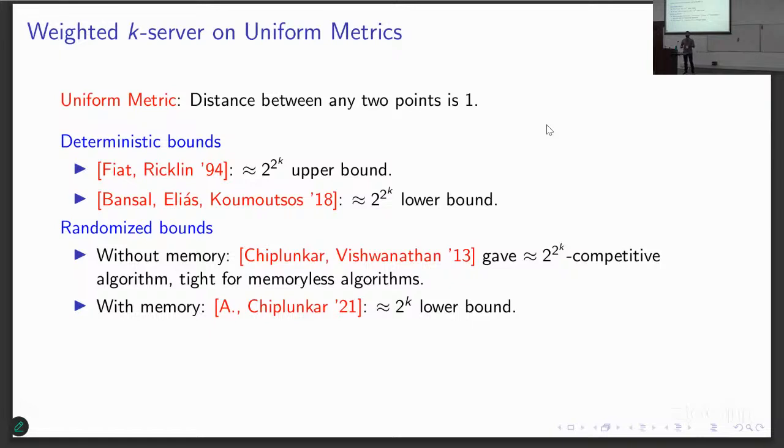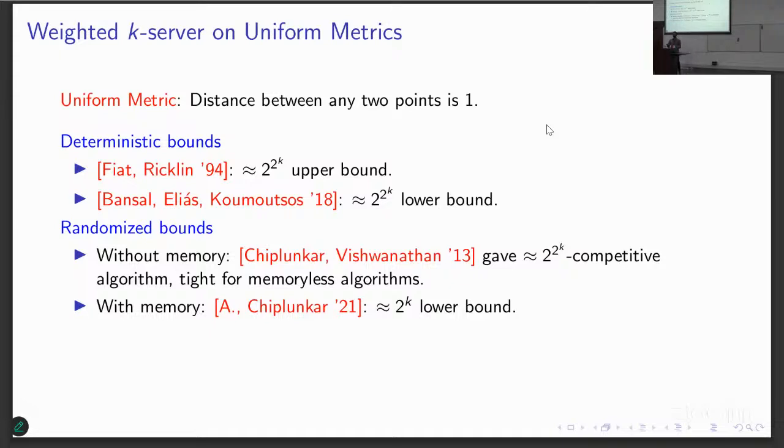Memoryless means that it doesn't depend on what the past requests are. Given a request, you just serve the request by some probability distribution. You don't take into account what happened in the previous set of requests.